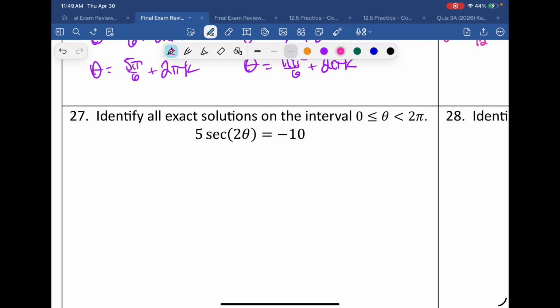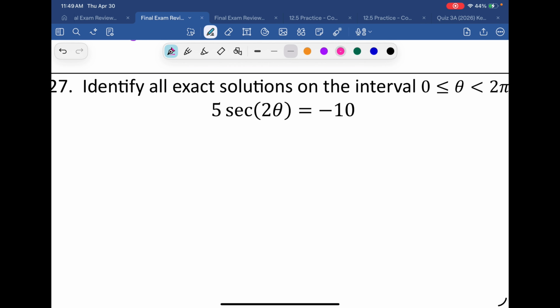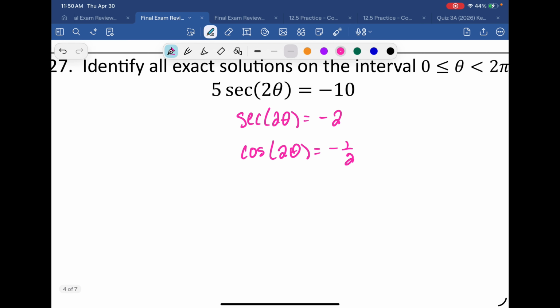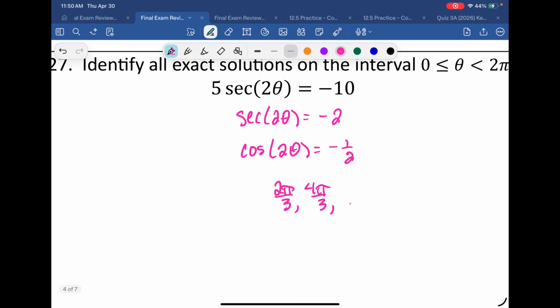All right, so you're going to divide by 5. Okay, take the reciprocal and cosine. You're going to solve that as if you don't have the 2 theta. So what angles give me a cosine of negative 1/2? Those angles are 2 pi over 3, 4 pi over 3. And because I do have a 2 theta here, I'm going to list a few options. I'm going to do another rotation around.